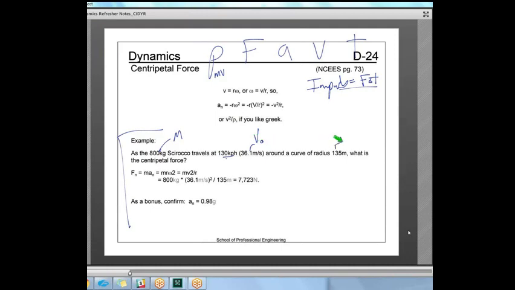It's going around a curve of radius r equals 135 meters. What's the centripetal force? Well, if you ask me for a force and you give me a mass and velocity, I immediately think F equals ma, and I start wondering which a, how to describe the a.